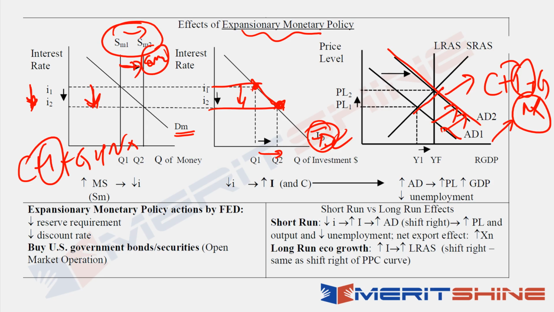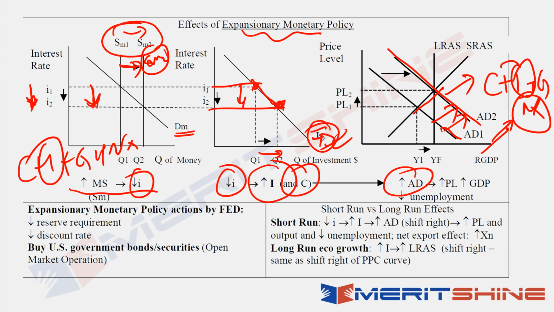I hope this is clear, guys. You have to understand this. Money supply increases, interest rate decreases. Decreased interest rate increases investment and consumption also, which leads to an increase in your aggregate demand. Okay. Increased aggregate demand increases the price level and increases the GDP. This is from Y to Y final. I hope this part is clear, guys.